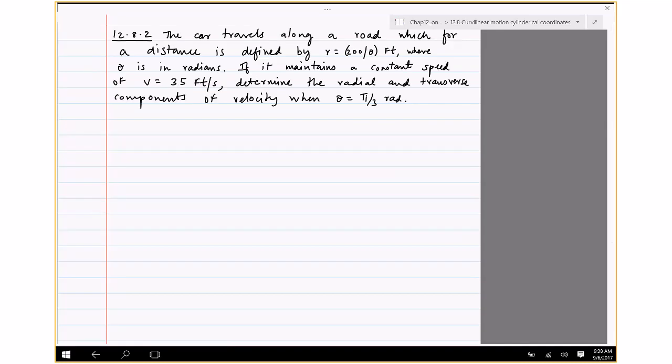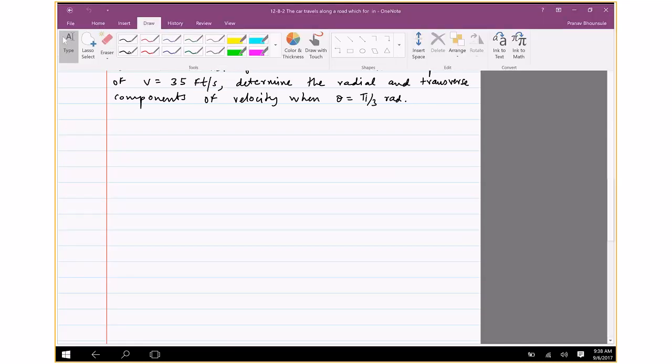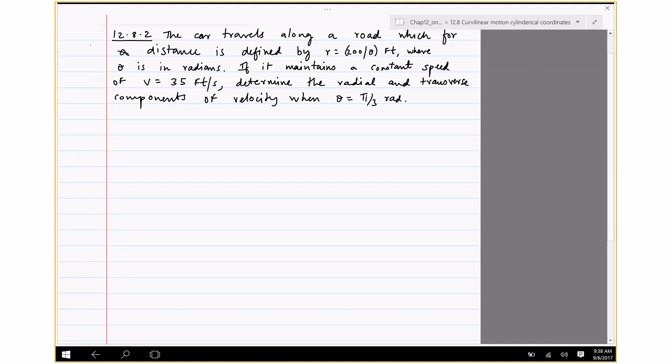For which the distance is defined by R equals 200 divided by theta in feet, and theta is in radians. If it maintains a constant speed, so v is 35 and it's a constant, determine the radial and transverse component of velocity when theta is pi divided by 3.